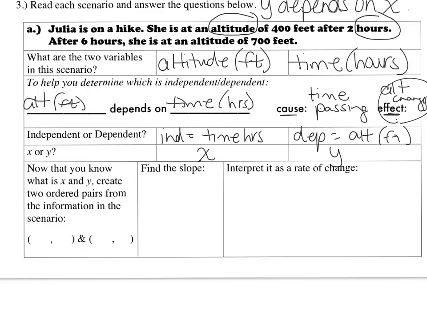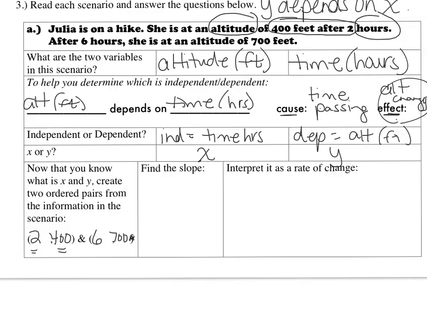So the first thing is that after 2 hours, she's gone 400 feet. So the first ordered pair is going to be (2, 400). Remember, x is time and y is altitude. And then the other one is (6, 700). So after 6 hours, she's at 700 feet. I'm going to leave out the feet. So they're my two ordered pairs, right? So now we're going to just go ahead and find the slope.